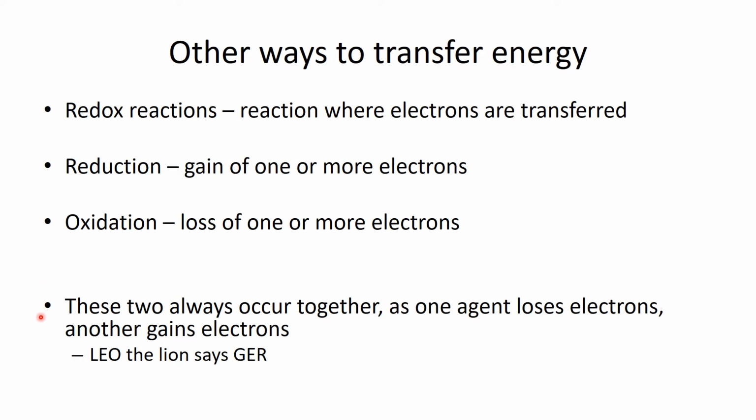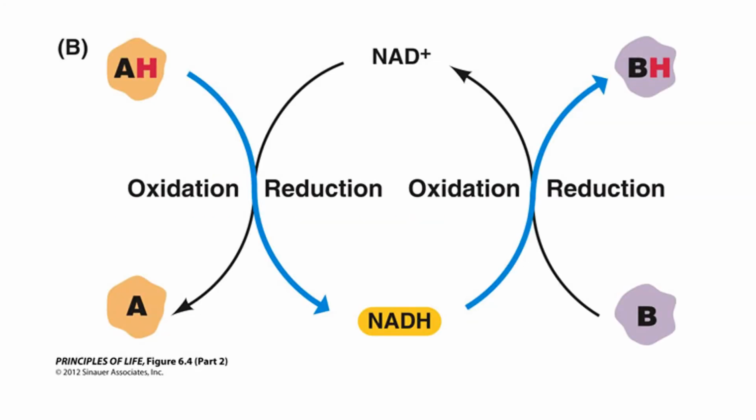And here's a quick saying to help you remember which one is which. Leo the lion says grr. Loss of electron is oxidation. Gain of electron is reduction. So anytime you see that plus sign, that means you've lost an electron, and that's going to be an oxidation. That's your first clue that something was oxidized. Now, here's the wild thing. When something gets oxidized, it's going to reduce something else, and this is the continuum.